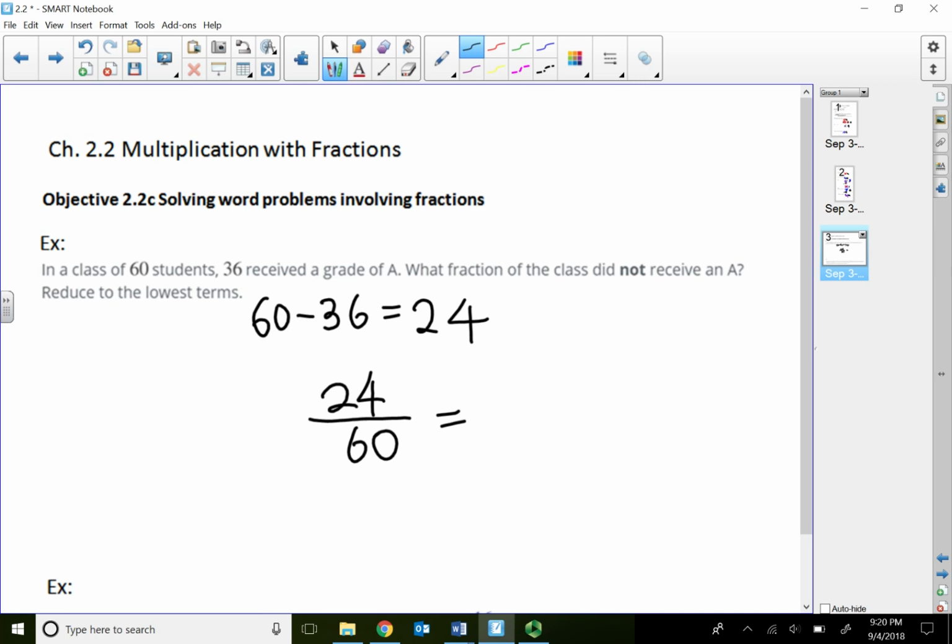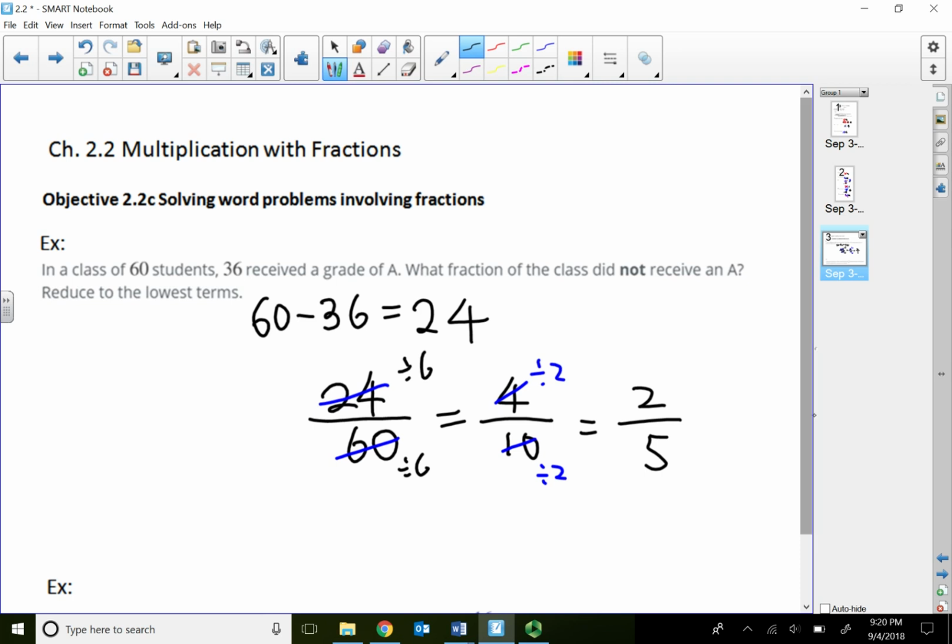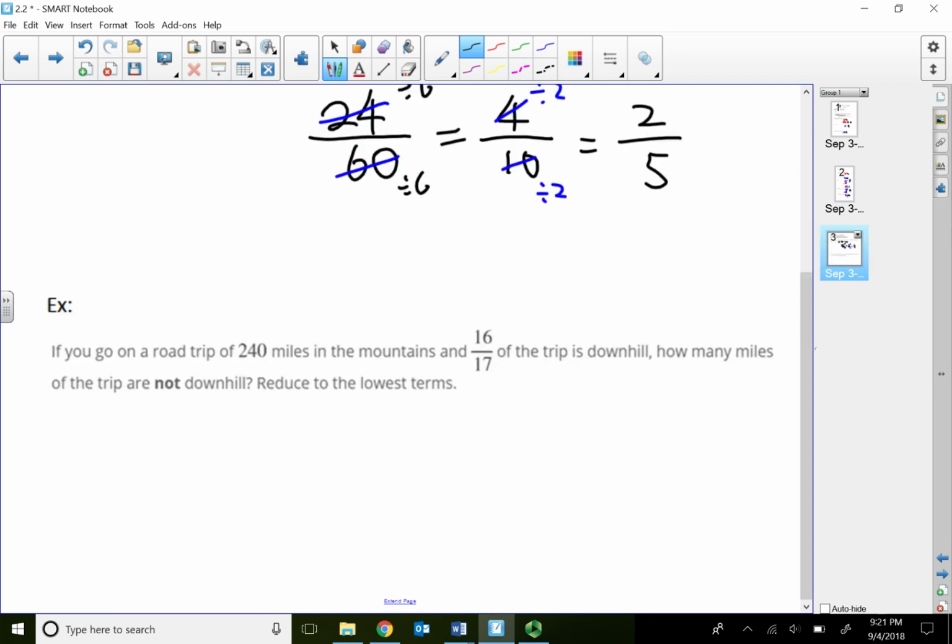I can actually reduce by 12, but I'm going to do 6 first because I do recognize 6 can go into both of these. 24 divided by 6 is 4. 60 divided by 6 is 10. So let me write this down. I reduce by 6 first. Now 4 over 10, I can reduce one more time by 2. So that will give me 2 over 5. So when I reduce by 6 first, then reduce by 2, that means I could have reduced them by 12. Okay, 2 over 5 will be the answer.